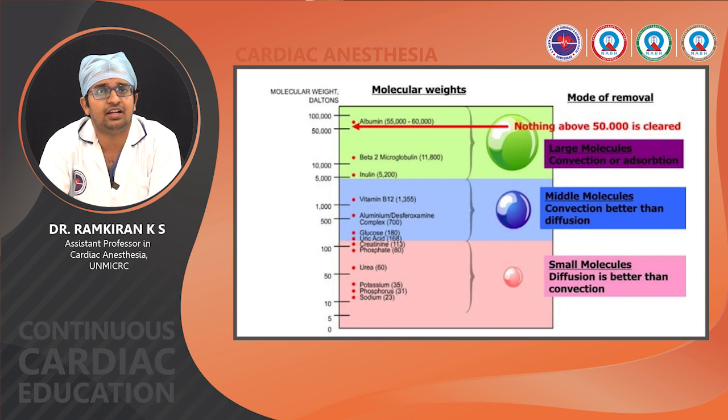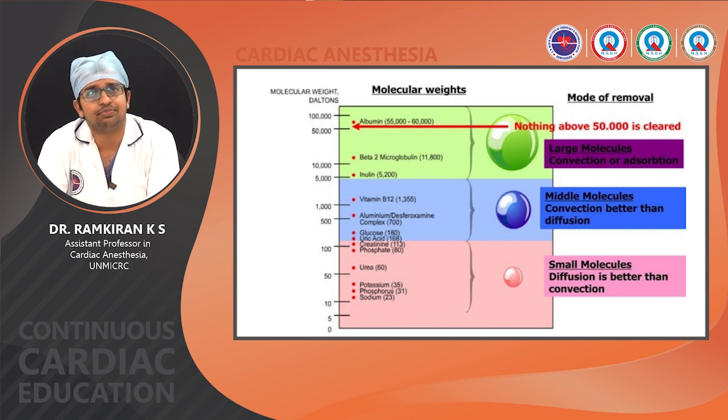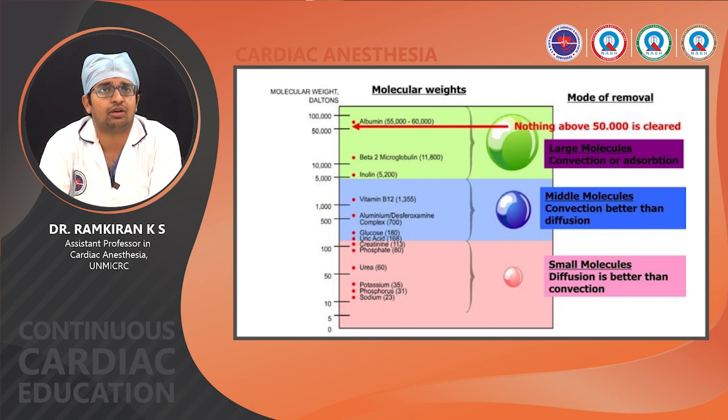These are cleared by diffusion better than convection, whereas the middle molecules like B12, glucose, uric acid, creatinine are better cleared by convection than diffusion. And now coming to large molecules like beta 2 microglobulin, inulin, they are also better cleared by convection or adsorption. So nothing above 50,000 daltons is usually cleared. More than 50,000 it is albumin, so it never gets cleared.